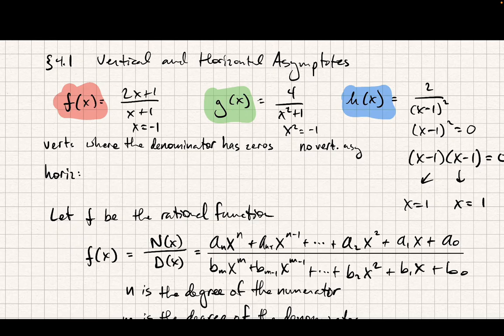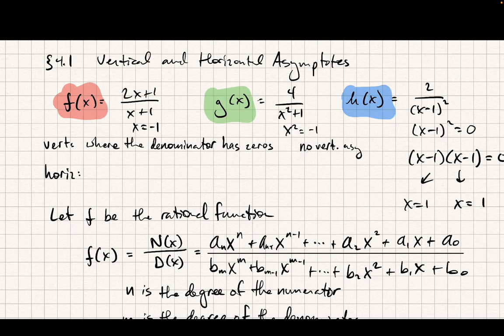What are M and N for F? N is the degree of the numerator, right? And M is the degree of the denominator. So what are those numbers? What is the degree of the numerator for F? The top F, not the bottom F. It's 1, and the degree of the denominator is 1, so they're equal.